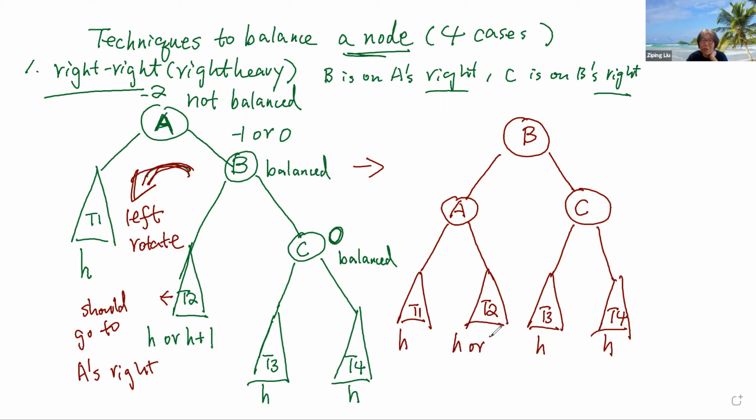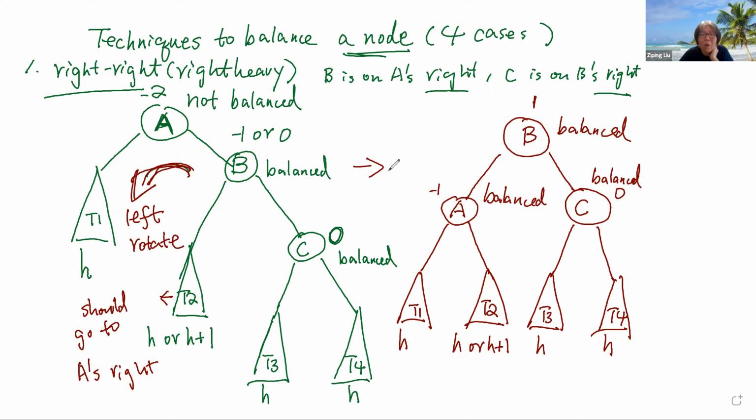Here is H or H plus 1. For this case, the balance factor is at most -1, and for this, it's 0. And in this case the balance factor is going to be 1. Overall, if you see all of the nodes, it's balanced.